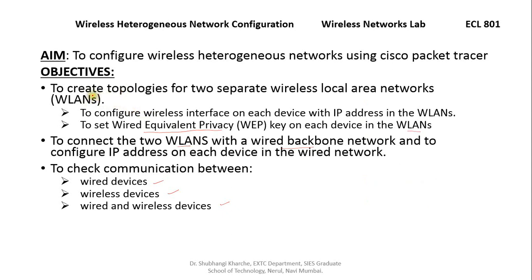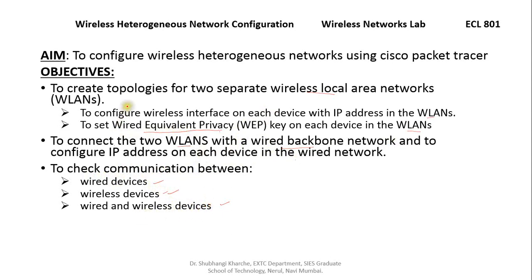Objectives are as follows: to create topologies for two separate wireless local area networks, to configure wireless interface on each device with IP address in the WLANs, to set the wired equivalent privacy key on each device in the WLANs, to configure the two WLANs with a wired backbone network, and to configure IP address on each device in the wired network, to check communication between the wired devices, wired and wireless devices.